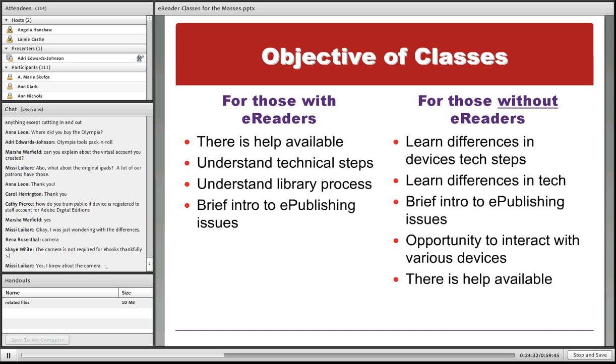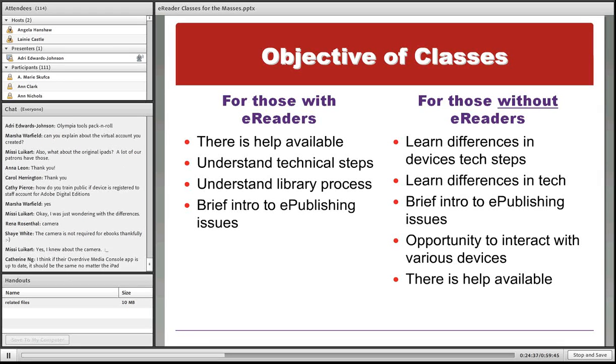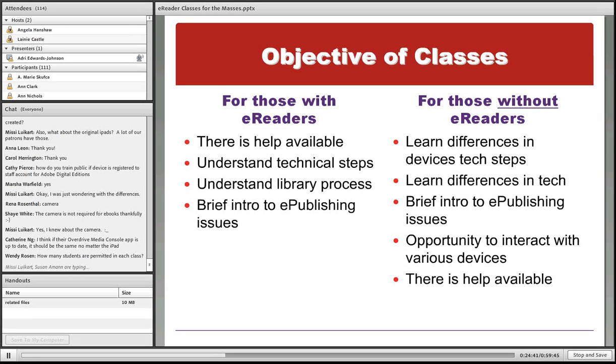Beyond that, it's understanding the technical steps involved, how the device works, how it interacts with the library interfaces.